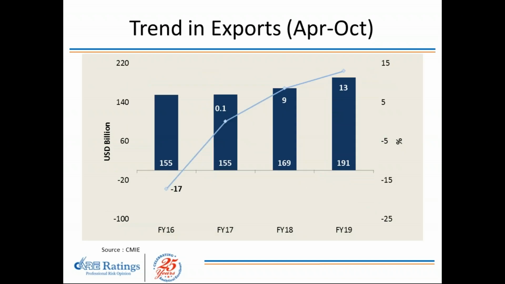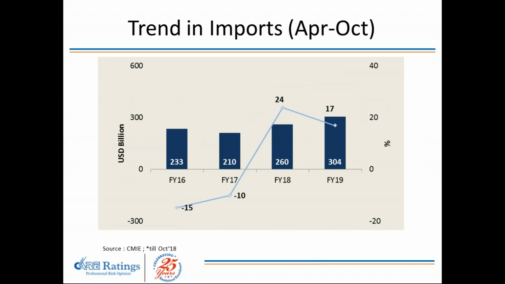In terms of exports, for the 7-month period from April to October, there has been a sustained increase in the last 3 years, with growth rate improving from 0.1% in FY17 to 13% in FY19. Likewise, in case of imports, there has been an improvement since FY18. Imports grew from an average of negative 12.5% in FY16 to 24% in FY18 and 17% in FY19.